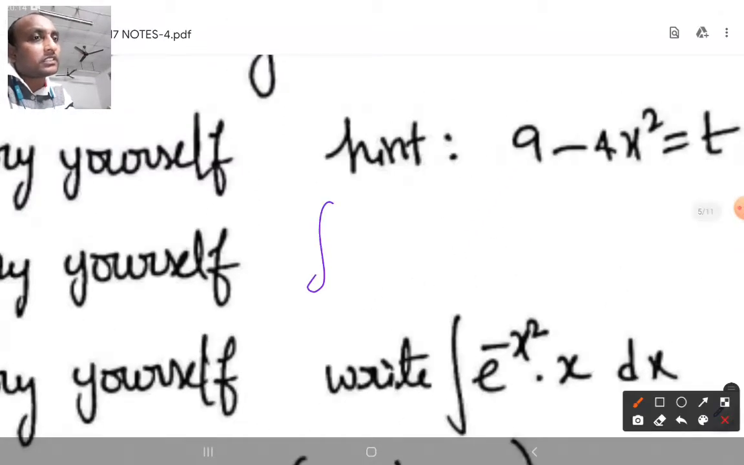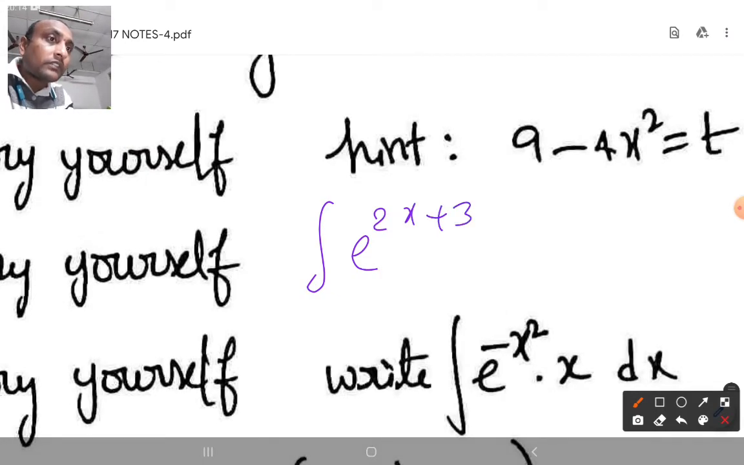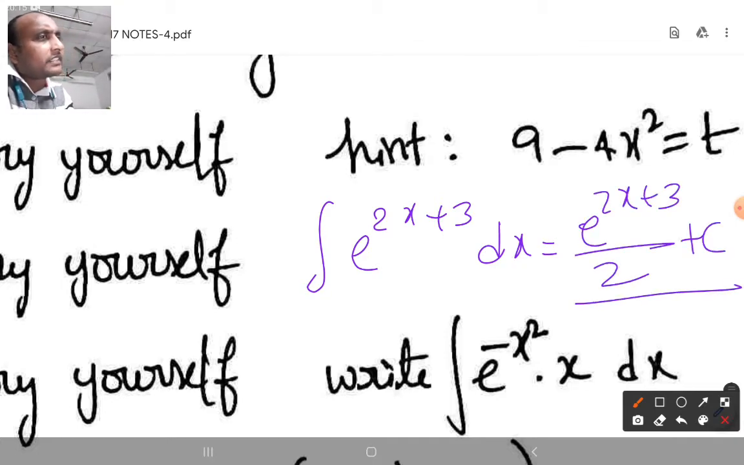16th question, it is integration of e power 2x plus 3 dx. The answer you can directly write as e power 2x plus 3 by 2, the x coefficient will be divided. That's all, because there is no substitution needed here, although the substitution method can also be applied, right or not? Next what? 16th okay, 17th also the same.